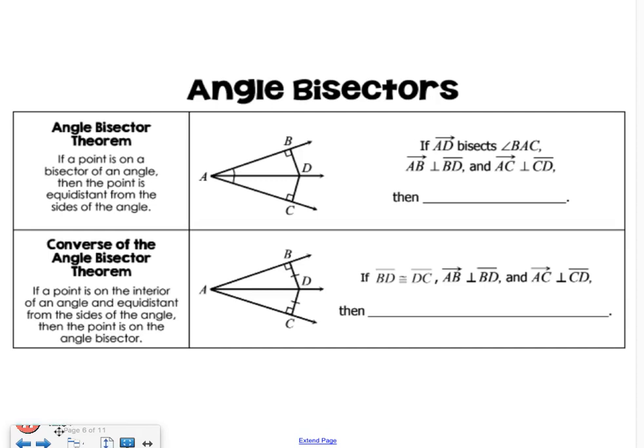Now let's just look at the picture. You guys agree AD is cutting this big angle in half, right? Yeah. So it's called an angle bisector. And what this theorem says is any point on this line here is equal distances from both sides of the angle. Okay? So then in this picture, what two things would be equal? Yep, BD is congruent to DC.